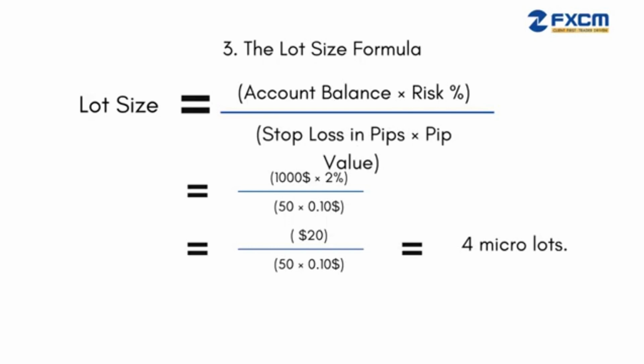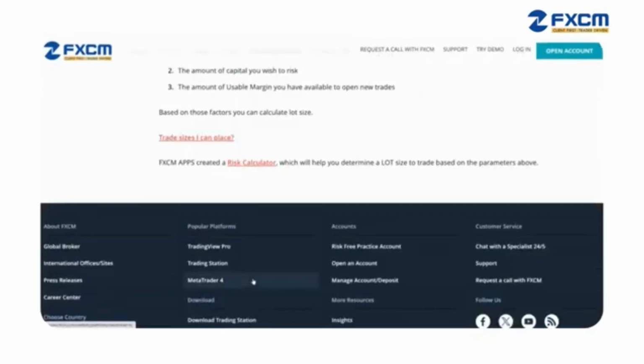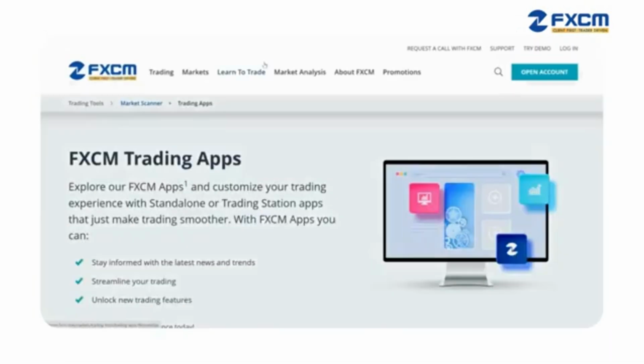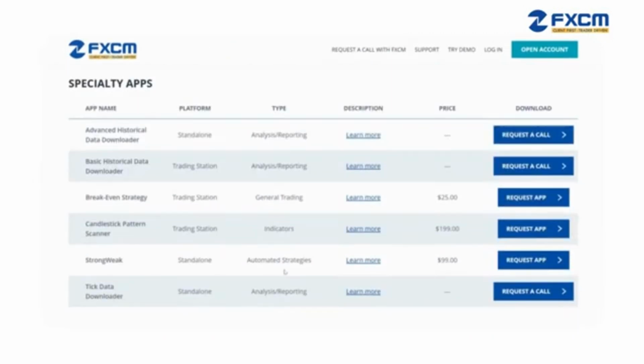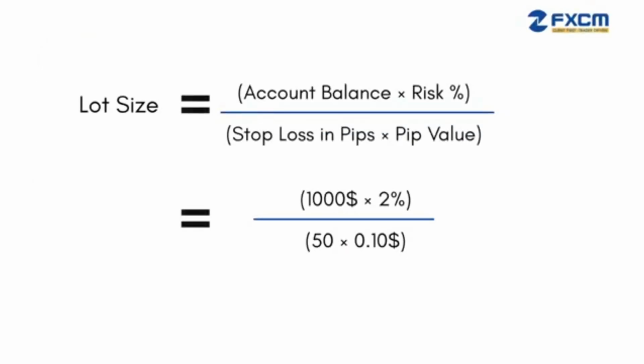You can use FXCM's lot size calculator to automate this, but understanding the logic helps with better decision making. 4th, consistency is key. Using a consistent lot calculation method keeps your risk fixed across different trades and currency pairs, helping you avoid emotional decisions and account blowouts.